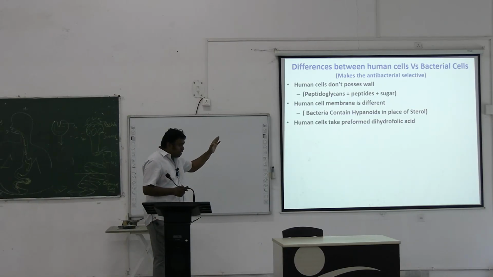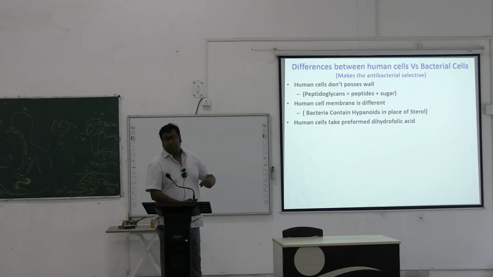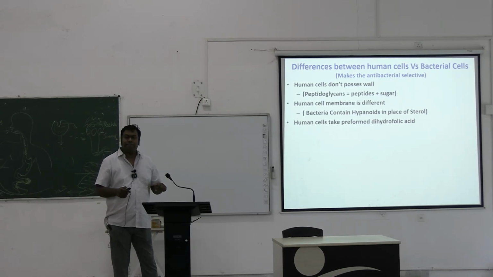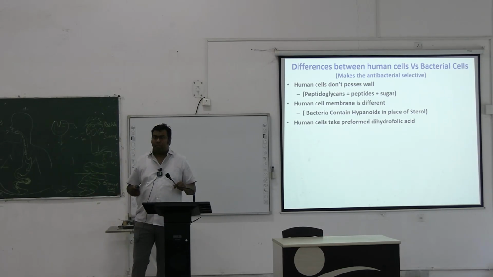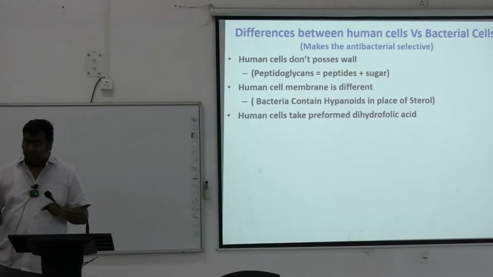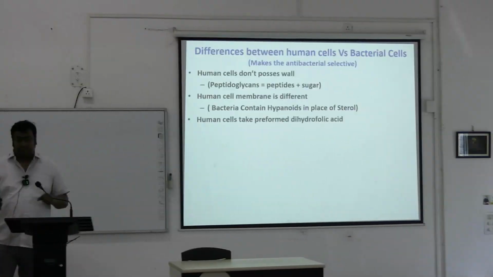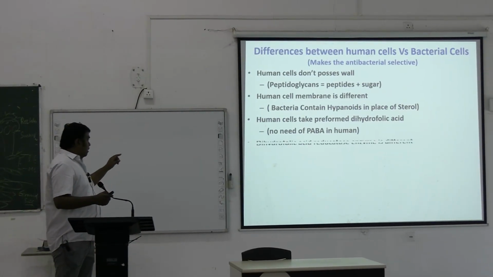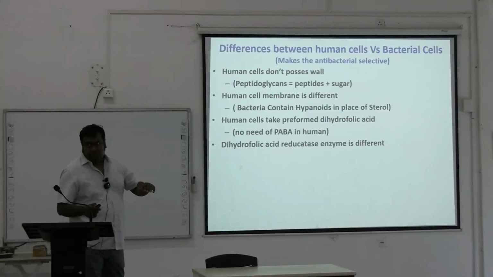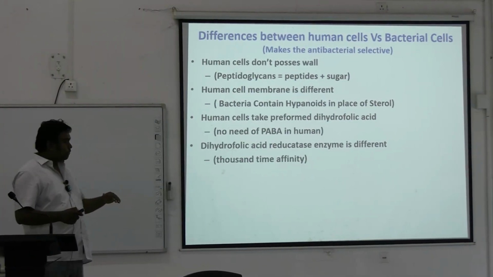Human cells take preformed folate. They don't develop folate. They don't require folate synthesis. Folate synthesis inhibitors কারা? Sulfonamide, pyrimethamine, cotrimoxazole, তারপরে PAS and ethambutol. So dihydrofolate reductase enzymes are different for bacteria and human beings.